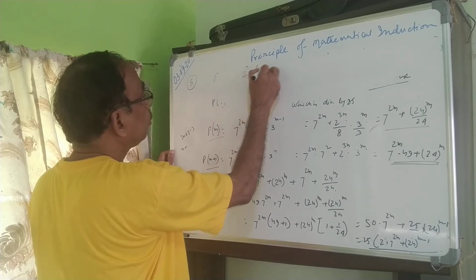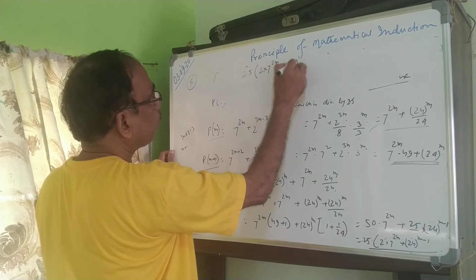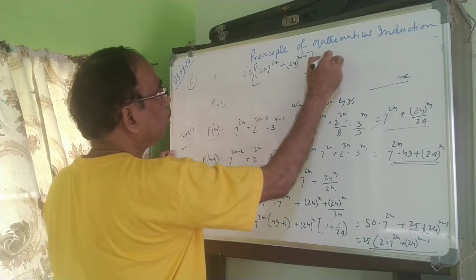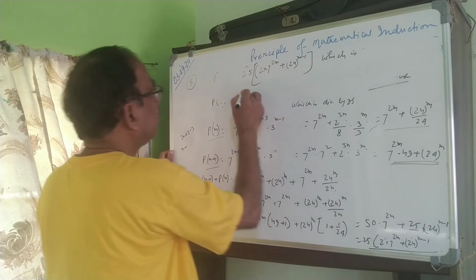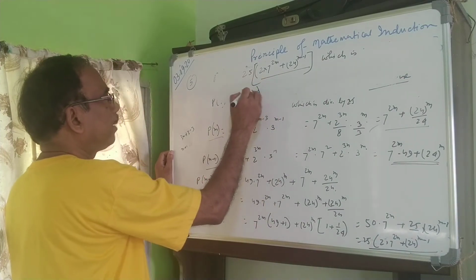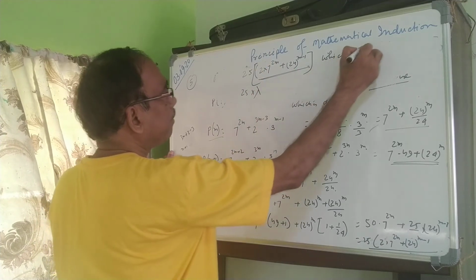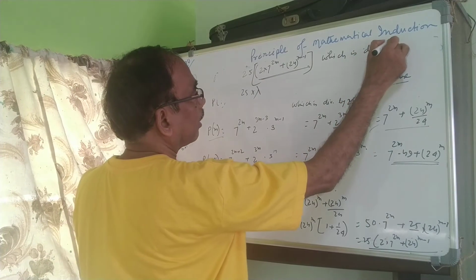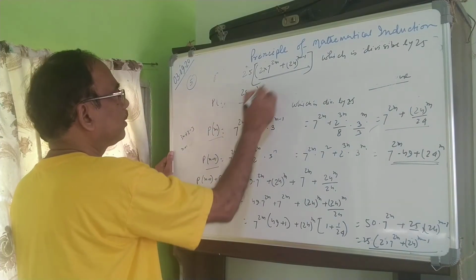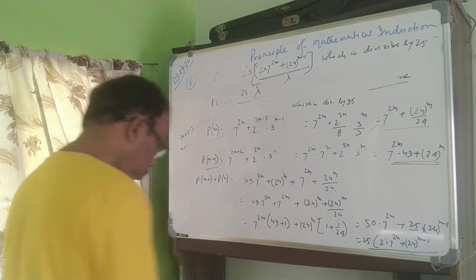So we got 25 into 7 to the power 2m plus 24 to the power m minus 1, which is 25 into, suppose this is constant, lambda. Whenever this whole thing is constant, it is divisible by 25. Put this as lambda, 25 into lambda, which is divisible by 25. So that's all your proof.